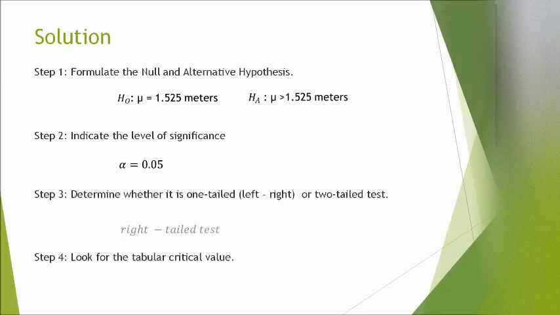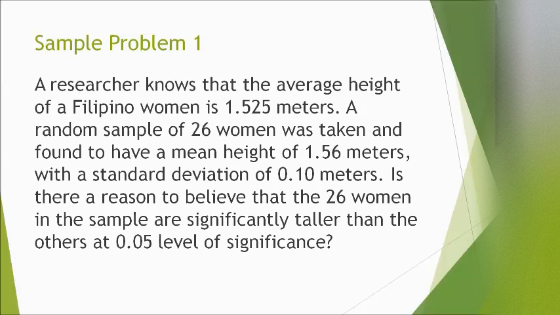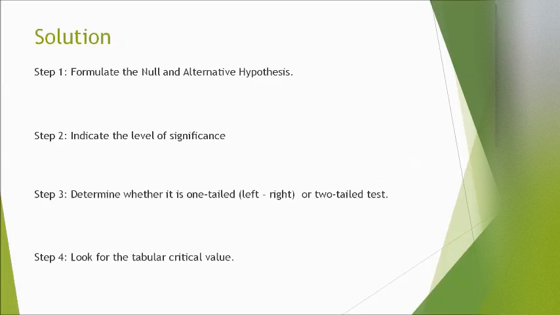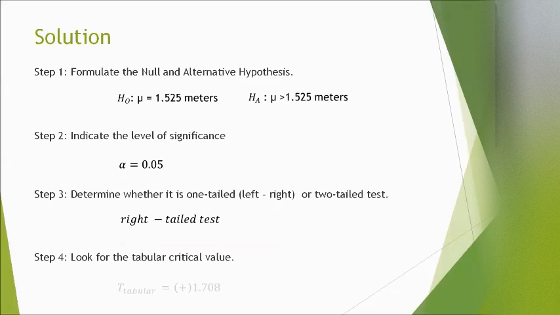And then of course, step 4, look for the tabular critical value. How are you going to look for the tabular critical value? Let's go back to the given problem. As you can see, the level of significance is 0.05, and it's significantly taller. What is the sample size? 26.